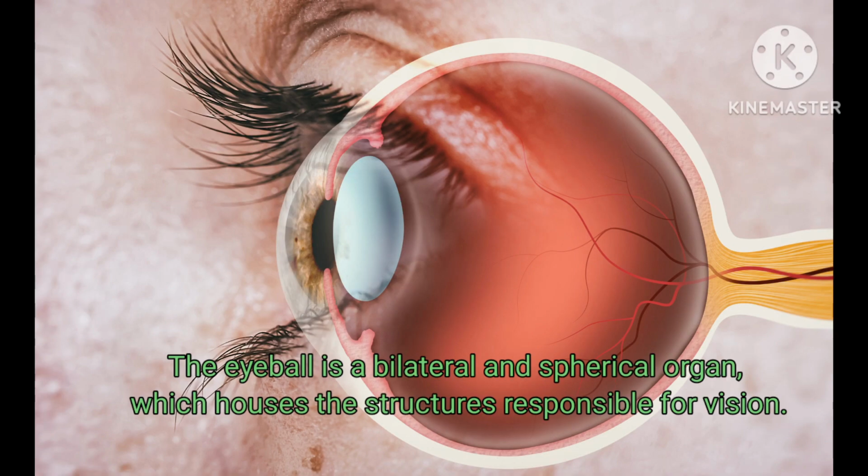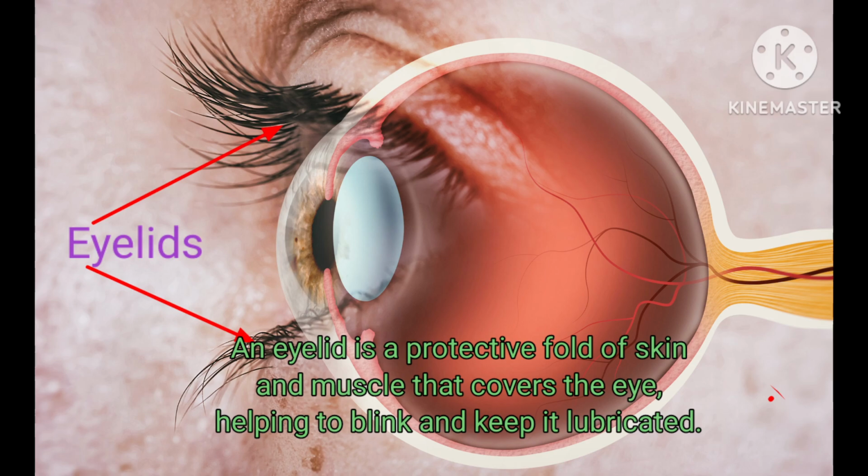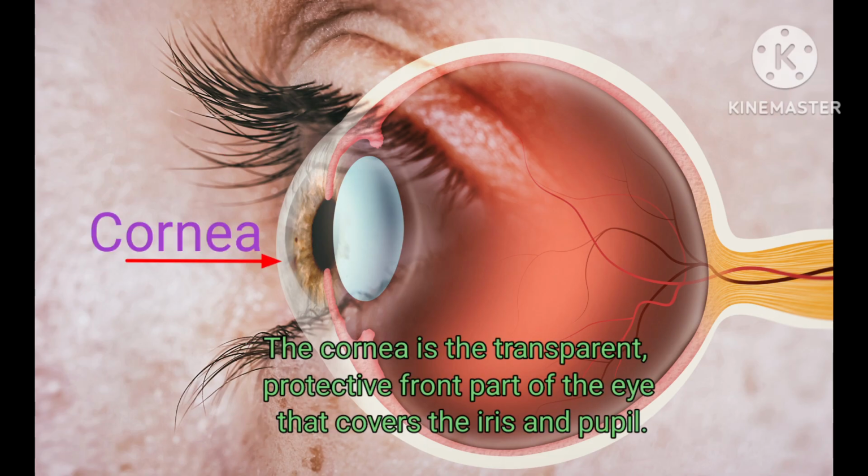The eyeball is a bilateral and spherical organ which houses the structures responsible for vision. There are two eyelids, one upper and one lower. An eyelid is a protective fold of skin and muscle that covers the eye, helping to blink and keep it lubricated. The cornea is the transparent, protective front part of the eye that covers the iris and pupil.